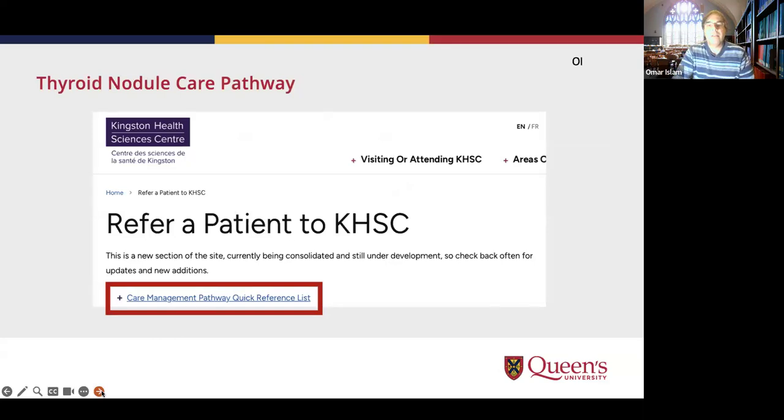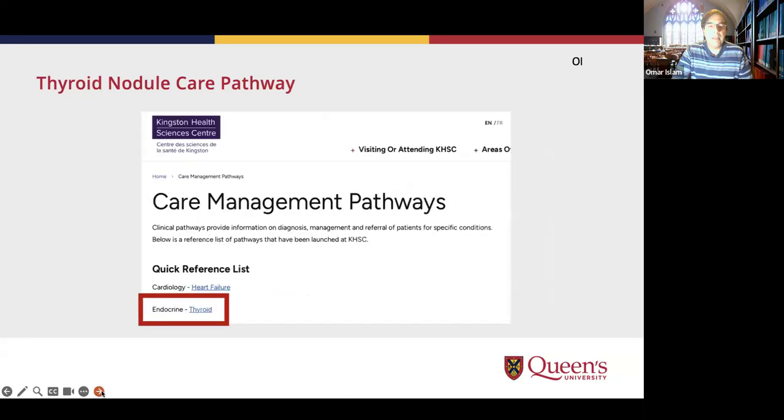Here's where the thyroid nodule care pathway resides at KHSC, Kingston Health Sciences Centre. You can log on to the KHSC website and search under refer a patient to KHSC. There's a whole bunch of care management pathways. If you click on the care management pathway quick reference list, you will come to the list, and the second on the list is the endocrine thyroid care management pathway. You can download that, print it out, take screenshots. It's right there for you.